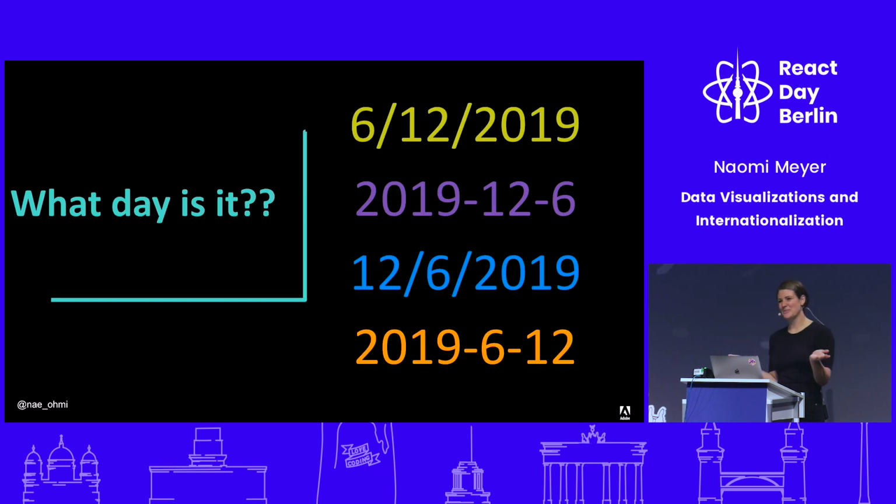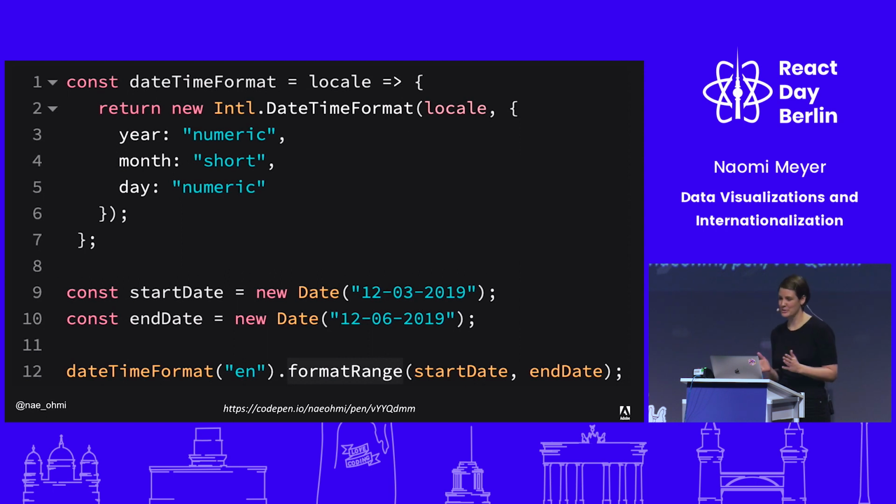And then, of course, the classic question, what day is it today? And it depends on where you're asking, right? Sometimes this is December 6th, sometimes this is June 12th. And again, that's something that you really want to get correct. So we can use the JavaScript Intl object. Here is the DateTimeFormat functionality, where we're passing year as numeric, month as short, and day as numeric.